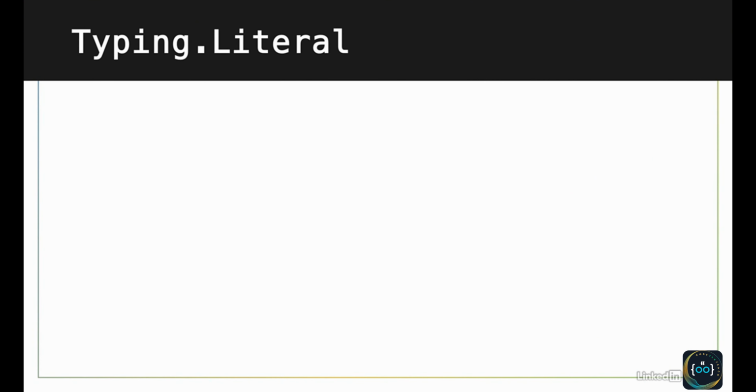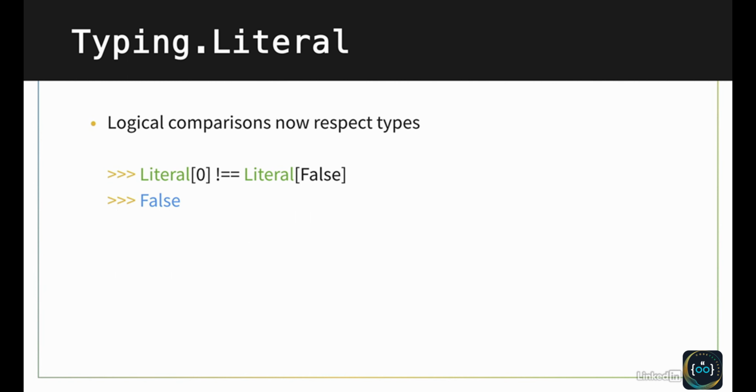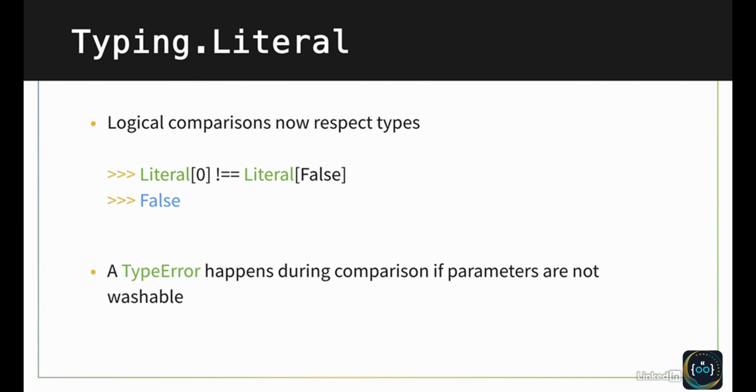Another surprising and reassuring change is that Literal comparisons now respect types. Previously, the example on the screen evaluated to true, and it's now false. Thank goodness. Literal objects will now raise a type error during equality comparisons if any of their parameters are not hashable. However, declaring Literal with unhashable parameters will not throw an error, so be careful.